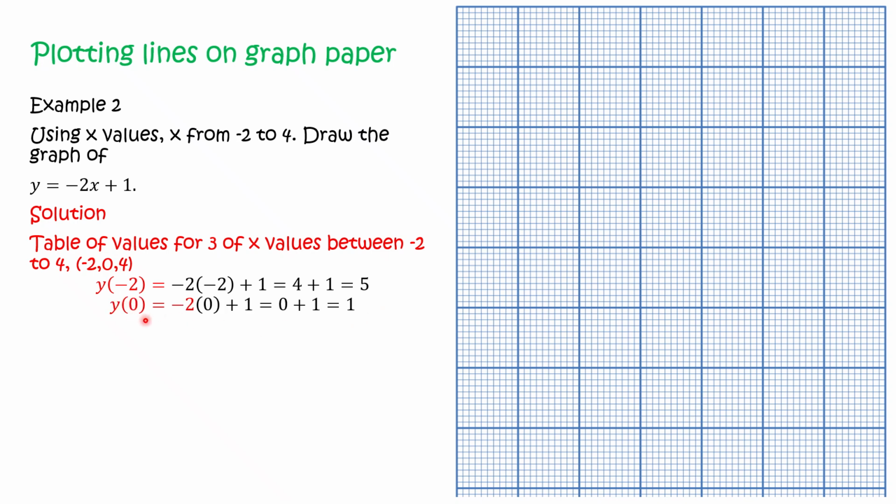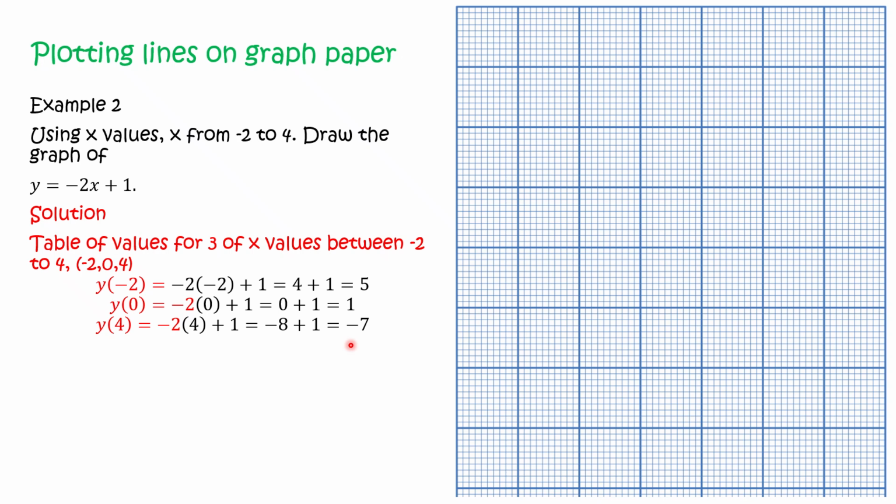So wherever we had x in our original equation, we are going to substitute that with a 0. So -2 times 0 would give us a 0 plus a 1, so that we get a 1. Moving on to the y of 4, wherever we had x, we substitute that with the 4, so that we get -2 times 4, giving us a -8, plus the 1, we get a -7. We are done with that one.